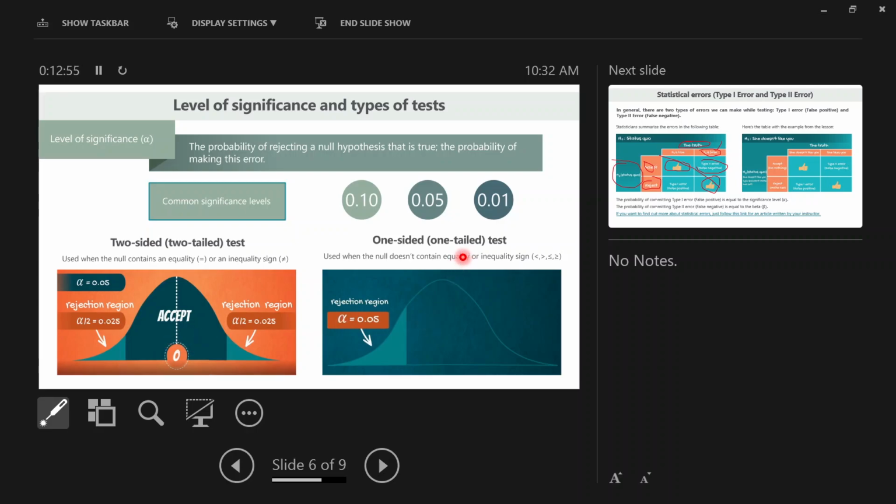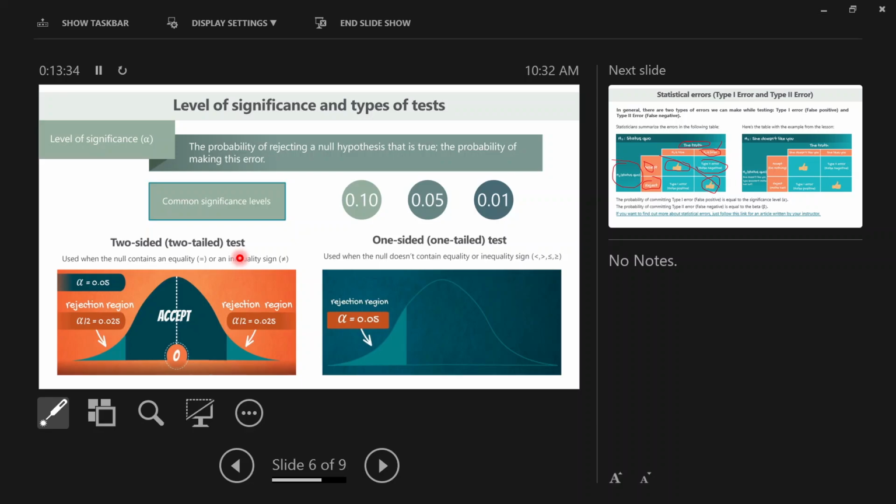The one-sided, or what is called the one-tailed test, is used when the null does not contain equality or inequality. So if you find cases where you have the less than sign, the greater than sign, the less than or equal to, or the greater than or equal to sign, know that it is the one-sided test. And there, your alpha you want to divide by 2. So these symbols will guide you to know if it is a one-sided test or a two-sided test.